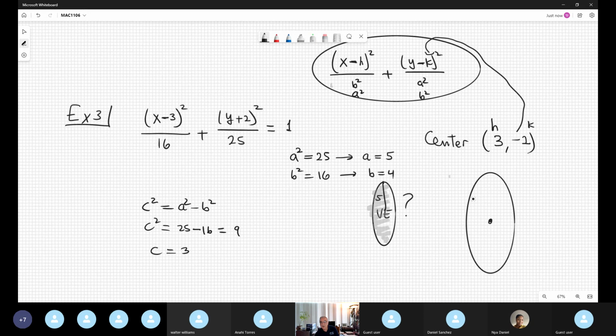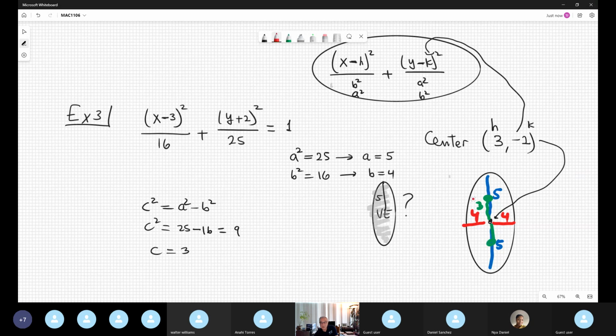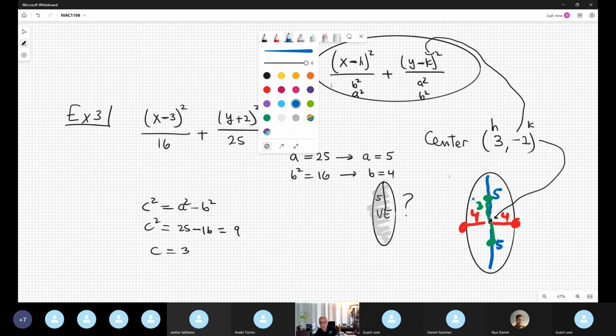Okay, let me try to do my best. The center is located in 1 point. However, the segment, let me use a different color, for the major axis five, for the minor axis 4, sorry, this 4, and the foci 3. 3 is, let me use another color, maybe green color. It's on the major axis. The distance is 3. This is the foci, and another foci. This is the co-vertex, and this is the vertex. So it's no big deal.